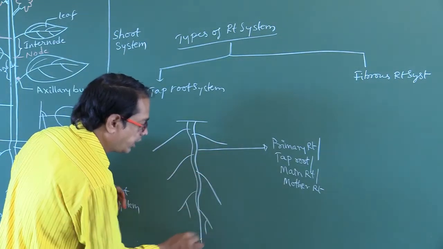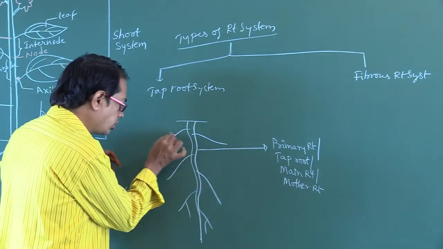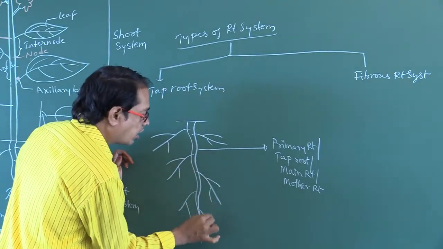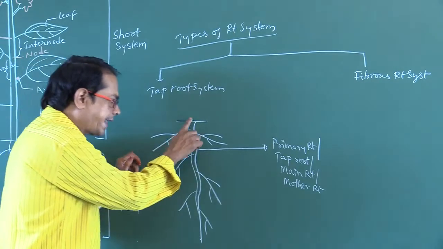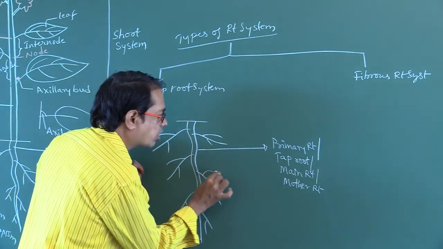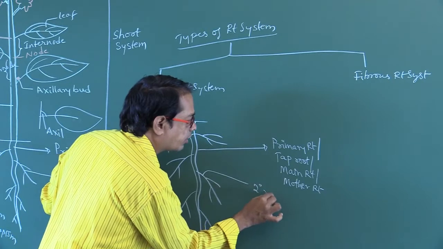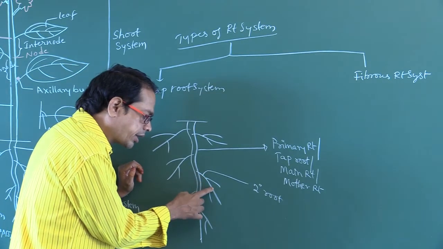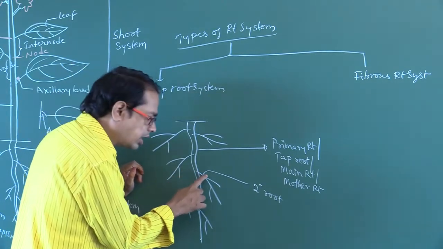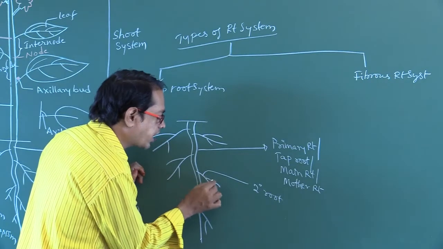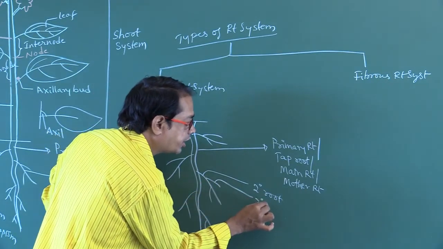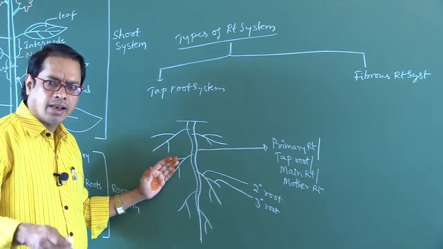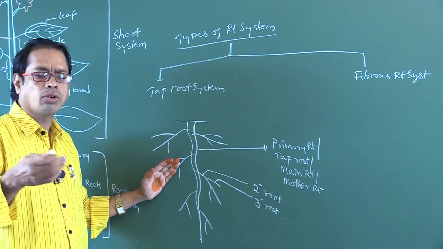This tap root produces lateral roots in several orders. These are all second lateral roots. The roots that are developed from the tap root are so-called secondary roots. From the secondary root, the roots produced are so-called tertiary roots. So that means the tap root produces several lateral roots.